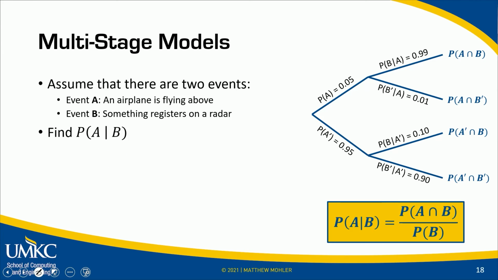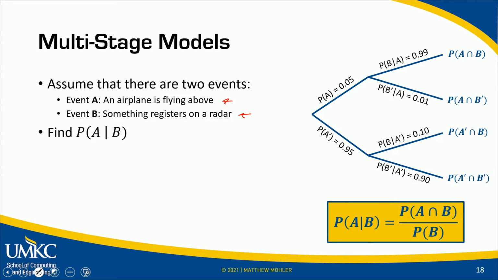Now, the last thing that we'll look at here is the probability of A given that B has occurred. And we're looking at this a little bit differently now. Instead of what we said before, which is what's the probability that something registers on a radar dependent on whether there's an airplane flying above, we're saying what is the probability that there is an airplane flying above if something registers on the radar. And to do this, we'll take some of our previous information that we had calculated and turn that back into an equation that we can use.